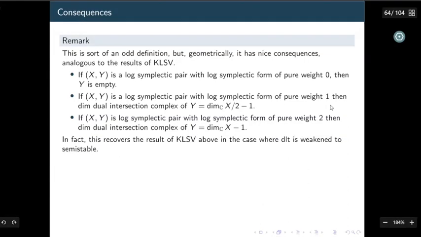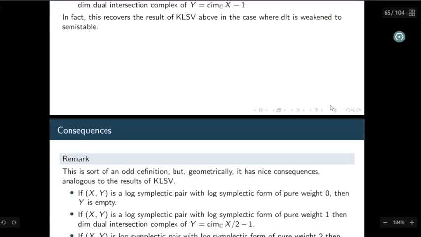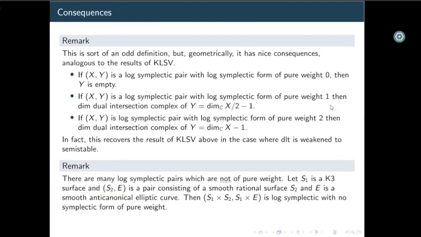Okay. And another consequence of this is that this sort of recovers this theorem of KLSV, but what I'm getting is a much, much weaker version because I have to assume that you have a semi-stable degeneration instead of just DLT. So this is a much weaker version, but some of what they did can be recovered. Okay, another consequence is that this will actually give you criteria for when something cannot be a component of a degeneration of a hyperkaehler variety.